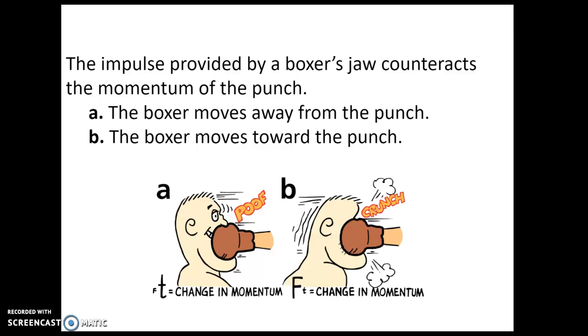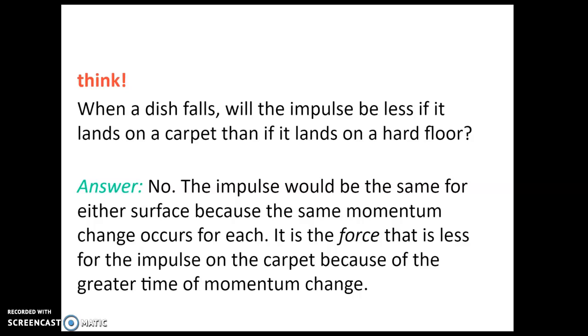So just like in that example. When the boxer moves away from the punch, we increase the impact time, which decreases the force we feel. When we accidentally move towards the punch, maybe we took a wrong step or something like that, then the force is going to be huge. And that's just because of the shorter impact time.